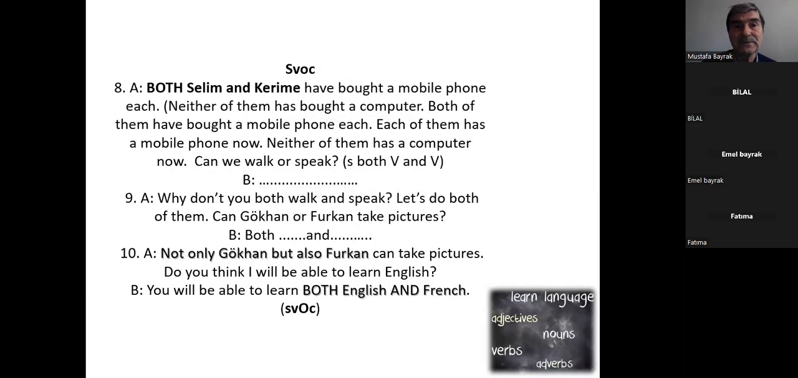Okay. Now, subject again. Subject, verb, object, complement. Both Selim and Kerime have bought a mobile phone each. And each of them has bought a mobile phone. Both of them have bought a mobile phone. Neither of them has bought a computer. Each of them has a mobile phone now. Neither of them has a computer now.